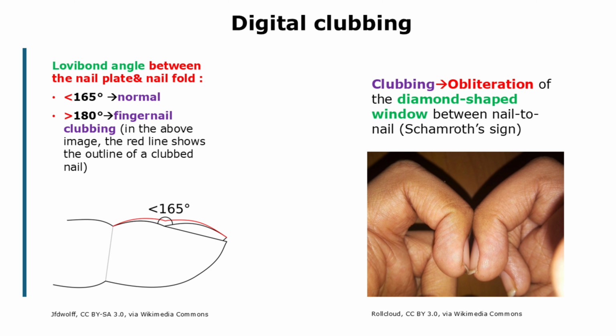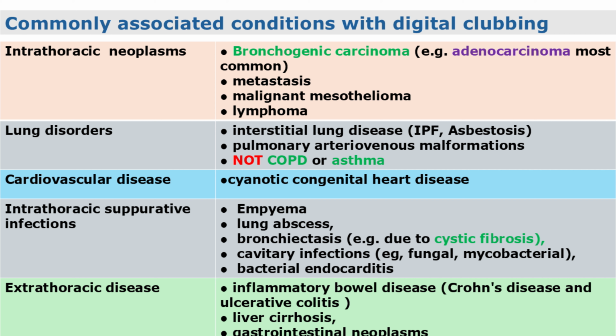Digital clubbing may be hereditary or acquired. There are various secondary causes of digital clubbing. Digital clubbing is associated with intrathoracic neoplasms, such as bronchogenic carcinoma, in which adenocarcinoma is the most common, lung metastasis, malignant mesothelioma, and lymphoma. Lung disorders associated with digital clubbing include interstitial lung disease and pulmonary arteriovenous malformations.